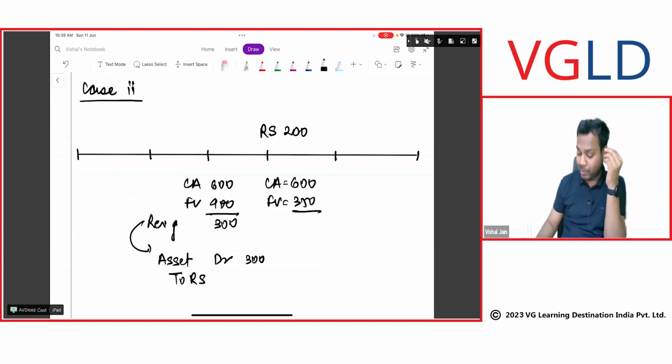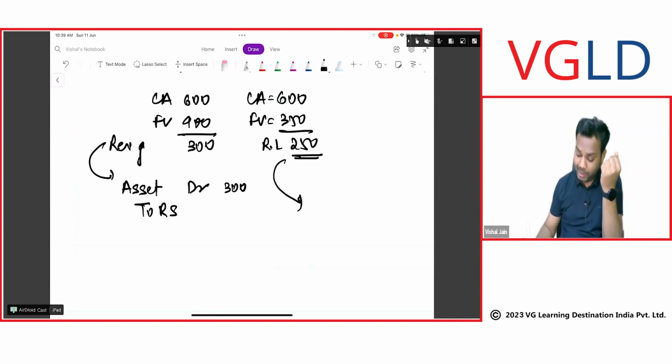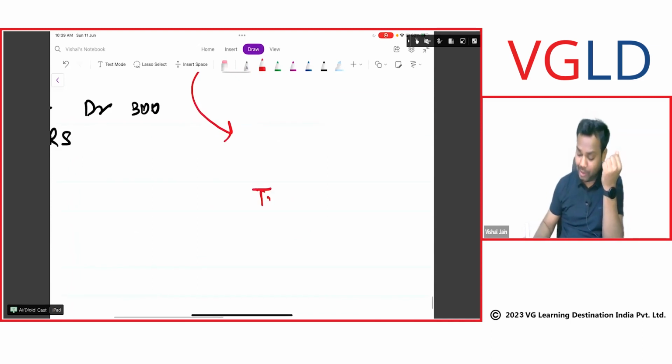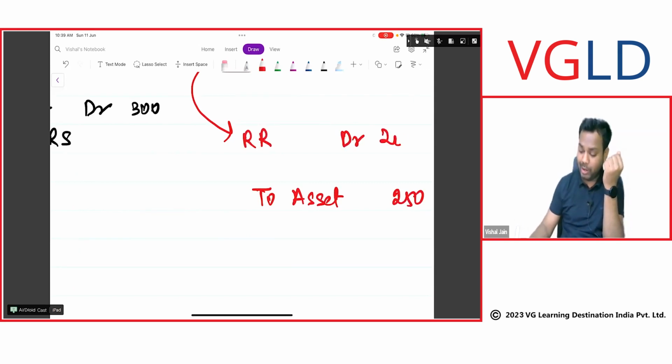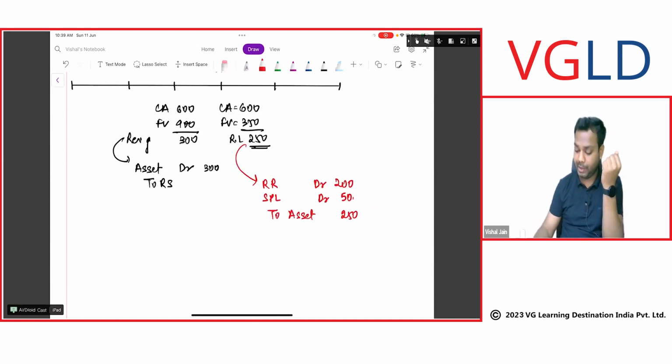So what is the revaluation loss? It is 250. Right? Now this revaluation loss is 250, but the revaluation reserve is how much? Only 200. So what should be the journal entry? The journal entry will be like this. The journal entry will be to asset. I have to reduce the value of the asset by how much? 250, out of which I can adjust with revaluation reserve how much? 200. The difference will be transferred where? P and L. How much? 50. So this is the set of entries that I was asking for.